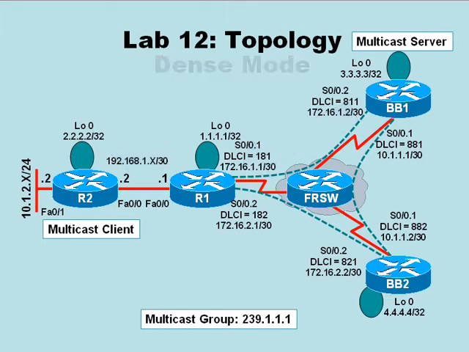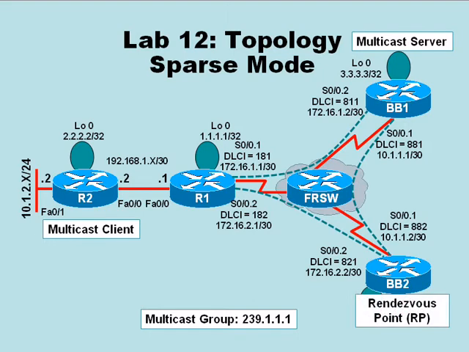What we're going to prefer to use instead is PIM sparse mode. Remember, with PIM sparse mode, we have a router in our topology that's defined as the rendezvous point, or the RP. Think of it as a meeting place for all of our receivers. Traffic can flow from the server to the rendezvous point, and traffic can flow from the rendezvous point out to all of those receivers.